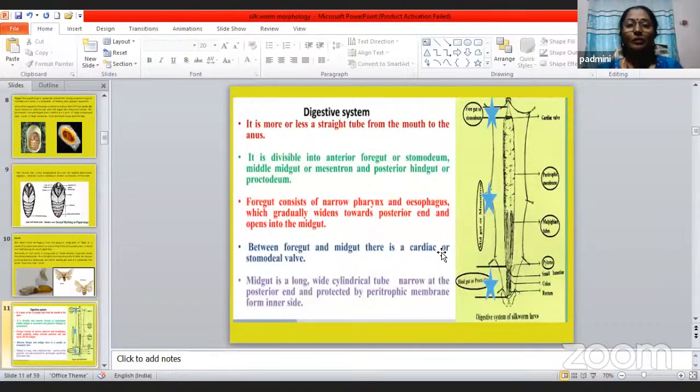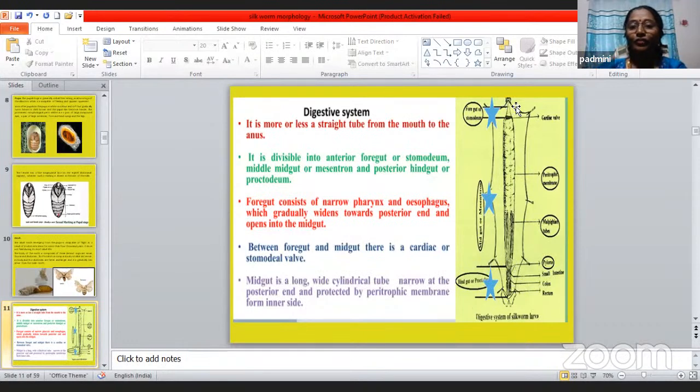Okay, now we'll talk a little bit about its systems: the digestive, respiratory, circulatory, reproductive, and excretory systems, because you have to understand what exactly their uses are. In this picture, the digestive system is a long elongated structure, divided into foregut, midgut, and hindgut. It is more or less a straight tube from the mouth to the anus, divisible into the stomodaeum or foregut, the middle mesenteron, and the posterior region, also called the proctodaeum.